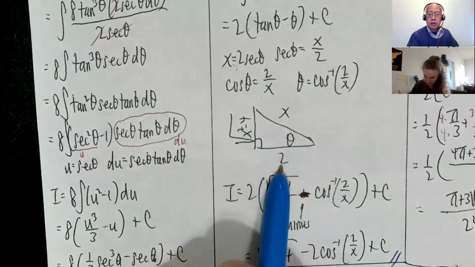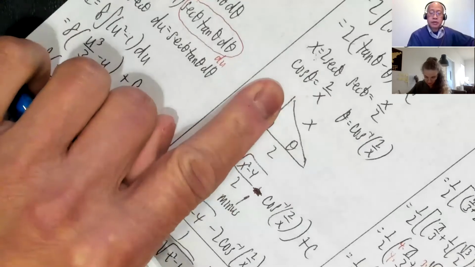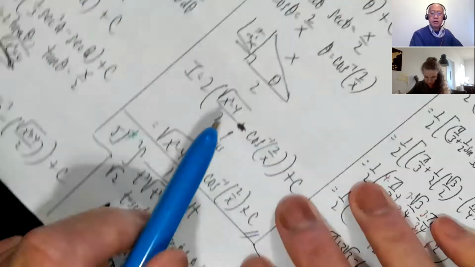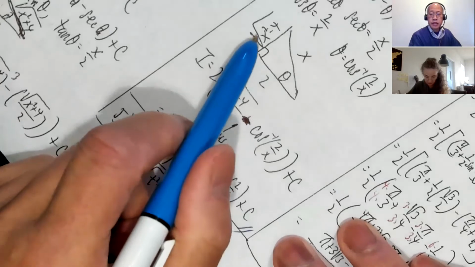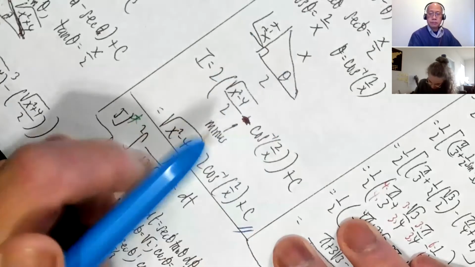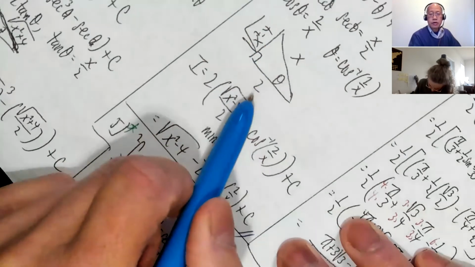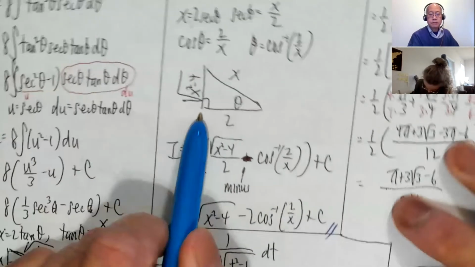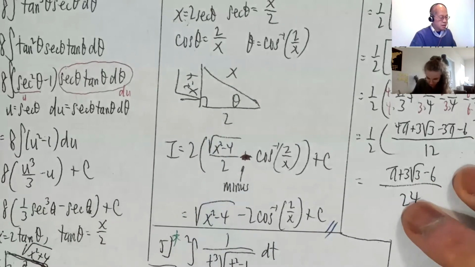Cosine is adjacent over hypotenuse. So adjacent is 2, hypotenuse is x. This side, you can do your a squared plus b squared equals c squared, or again, just peek at the original, radical x squared minus 4. I'm just going to put radical x squared minus 4 and double check. Is it true that a squared plus b squared equals c squared? So what is this thing squared? X squared minus 4. What is 2 squared? 4. Add them up, you get x squared. Is that equal to the hypotenuse squared? Yes, it is. And then I just plug everything in.